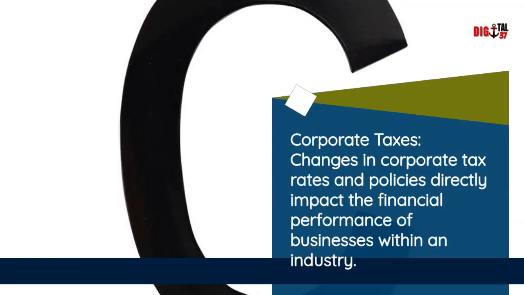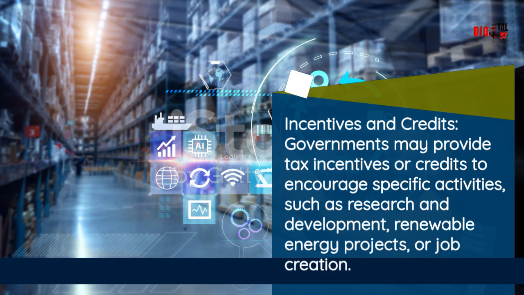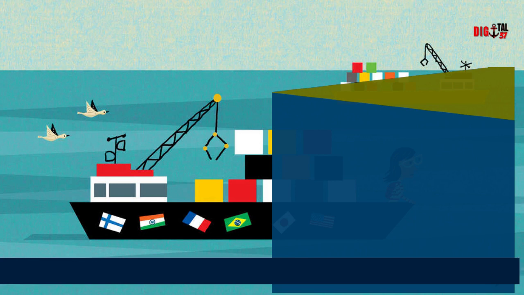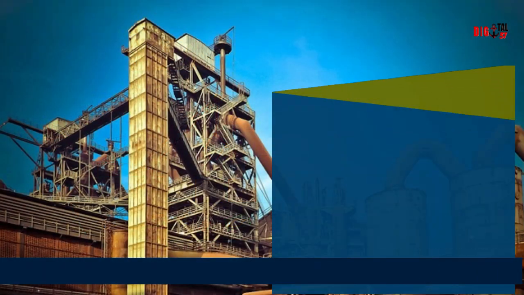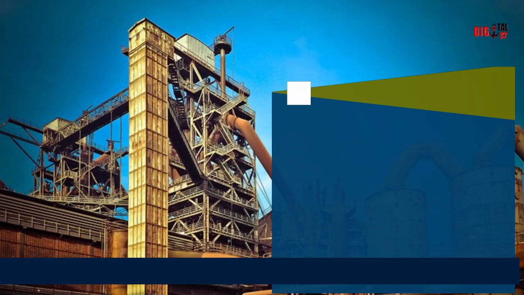2. Taxation policies. Corporate taxes. Changes in corporate tax rates and policies directly impact the financial performance of businesses within an industry. Incentives and credits. Governments may provide tax incentives or credits to encourage specific activities, such as research and development, renewable energy projects, or job creation. 3. Trade policies. Tariffs and trade barriers. Government-imposed tariffs and trade barriers can significantly affect industries engaged in international trade. Trade agreements. Participation in trade agreements can open up new markets and opportunities for industries, while changes to these agreements can have the opposite effect.